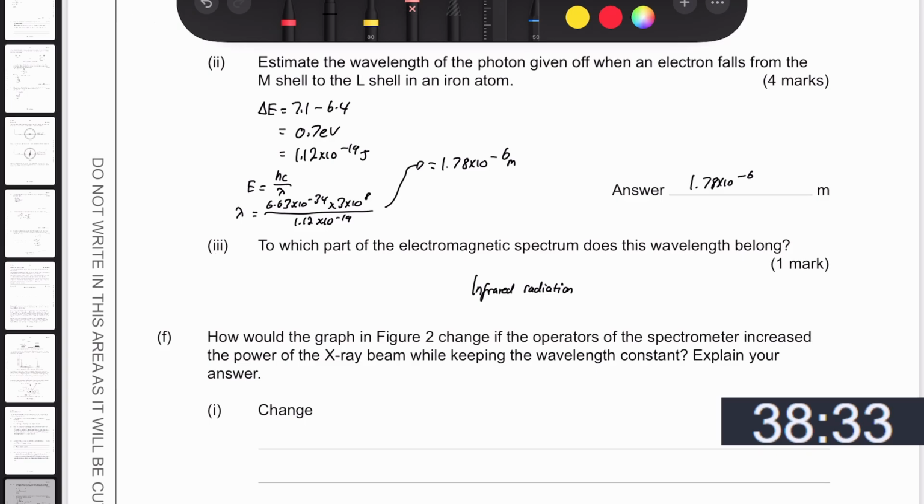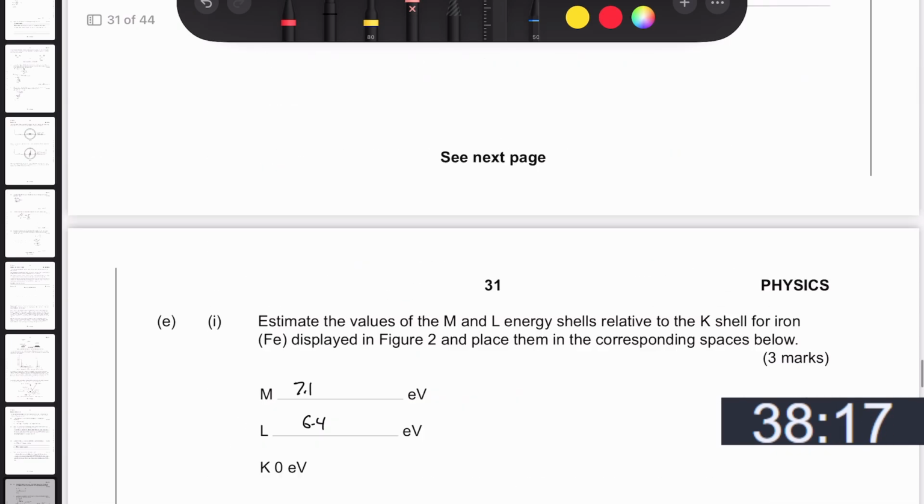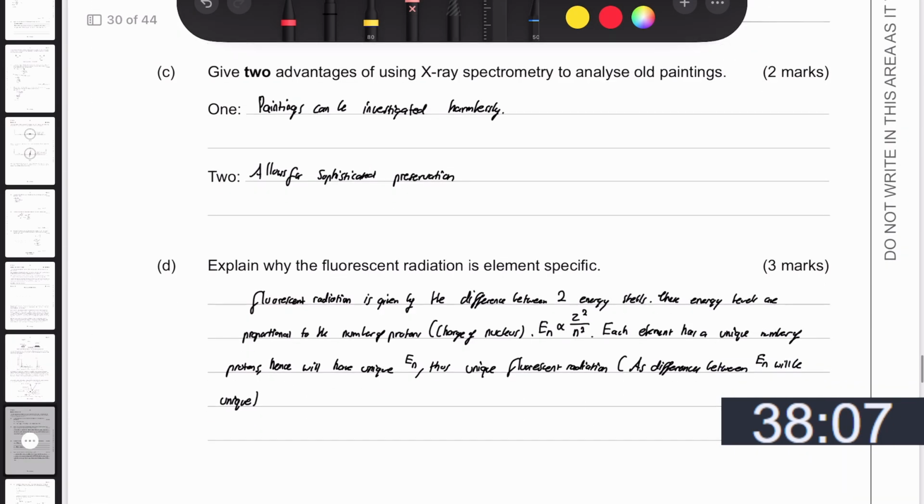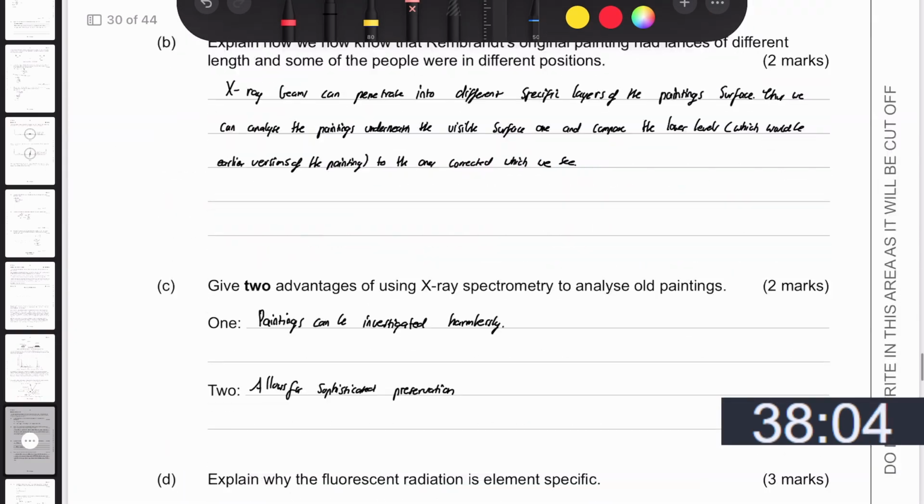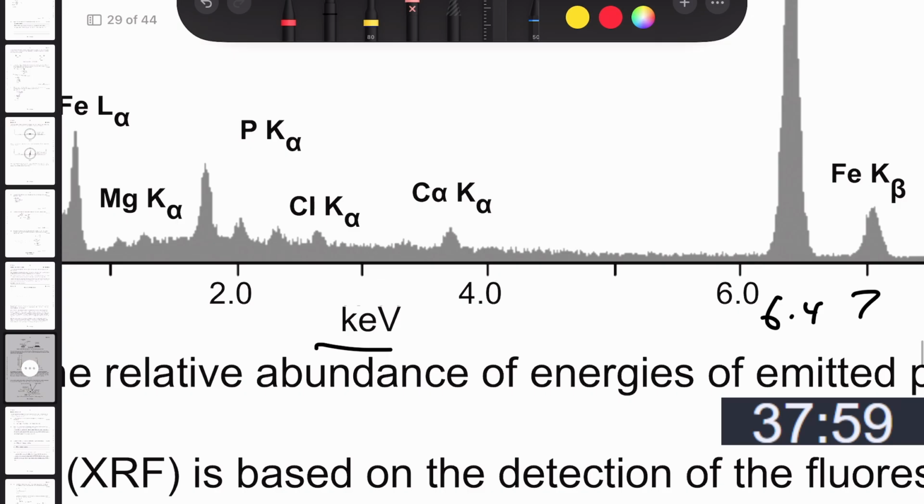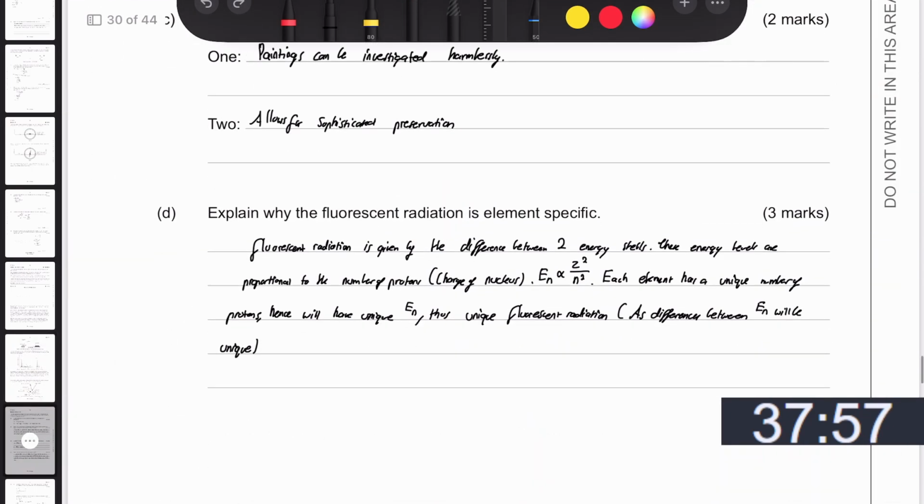How would the graph in figure 2 change if the operator of the spectrometer increased the power of the X-ray beam while keeping the wavelength constant? Explain your answer. Be the same, wouldn't it? Relative abundance of energies of emitted photons. Wait, that's kiloelectron volts. I just realized that it says keV. Whoops. Okay. What's keV?